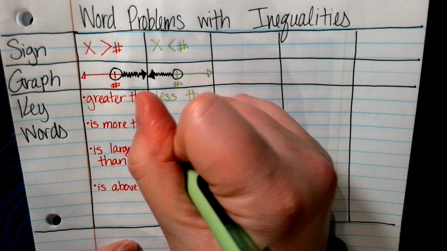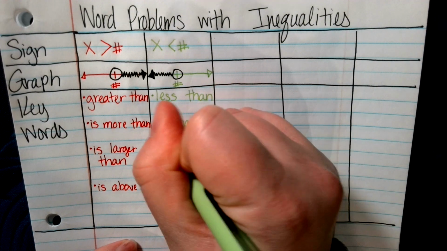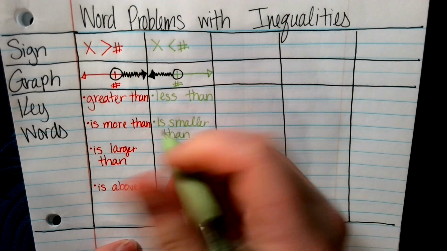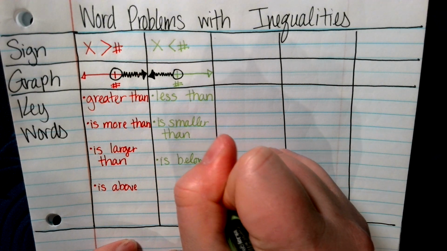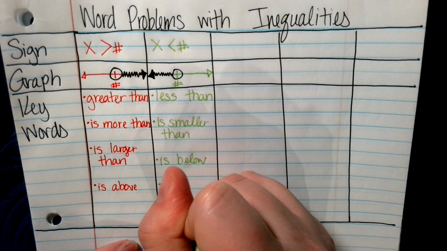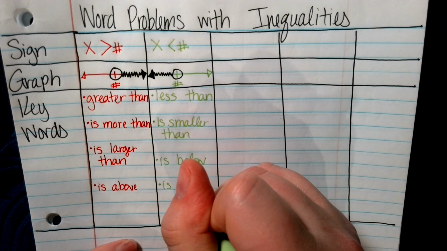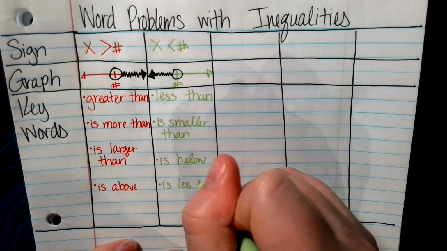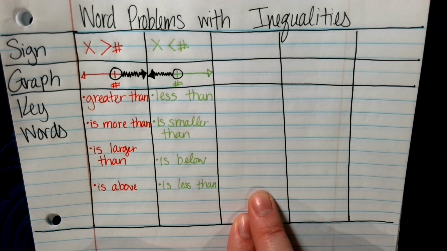Other words you might hear are is smaller than, is below, is less than. Oh, we already have less than. We'll just write it down here again. Boom. That's it for our second sign.